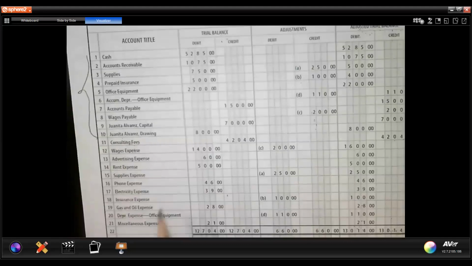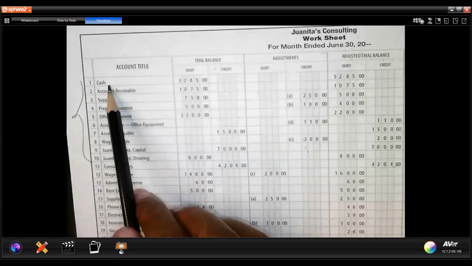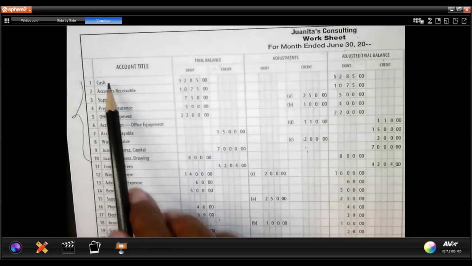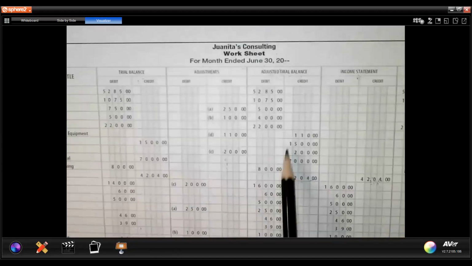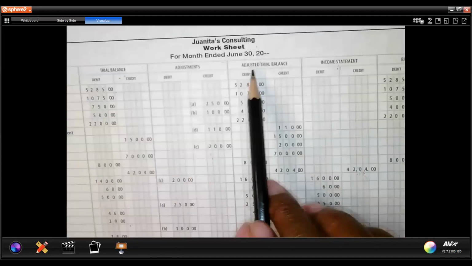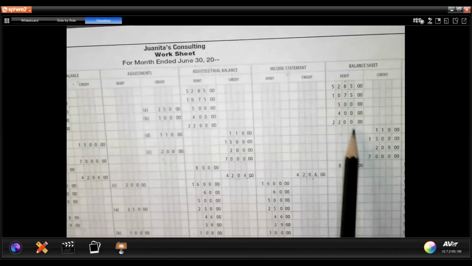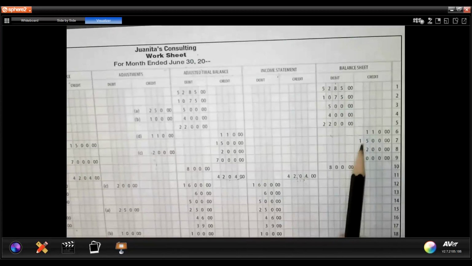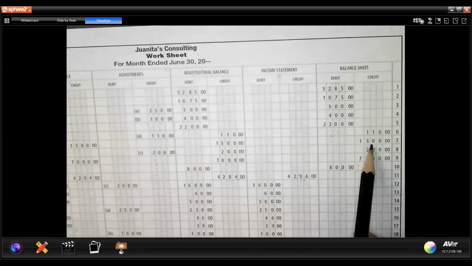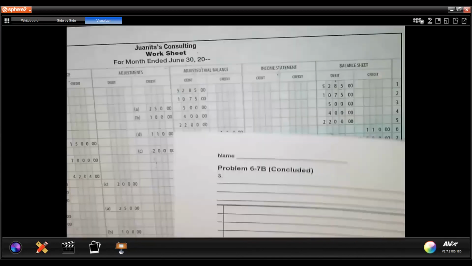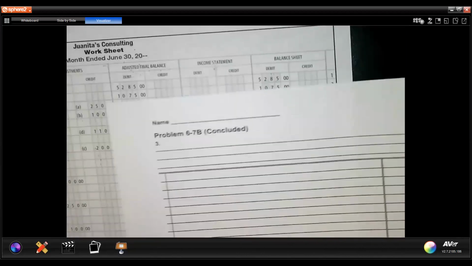So from cash to drawing, these are all the accounts that are going to appear on the balance sheet. As you can see here, based on the adjusted trial balance, we just pull those accounts over. Those are the only accounts that we pull over to our balance sheet. So now we're going to actually record those amounts using the information on our worksheet. We're going to record it on our actual statement.